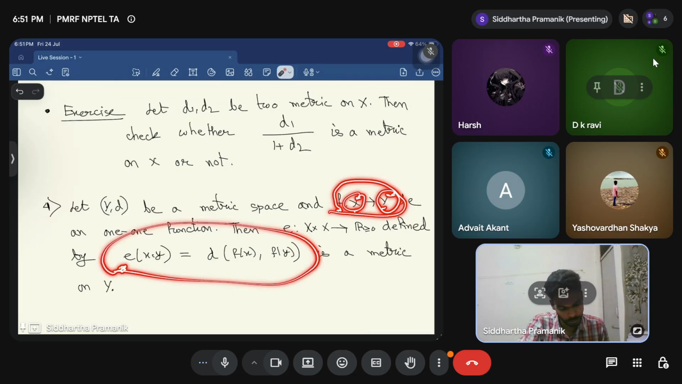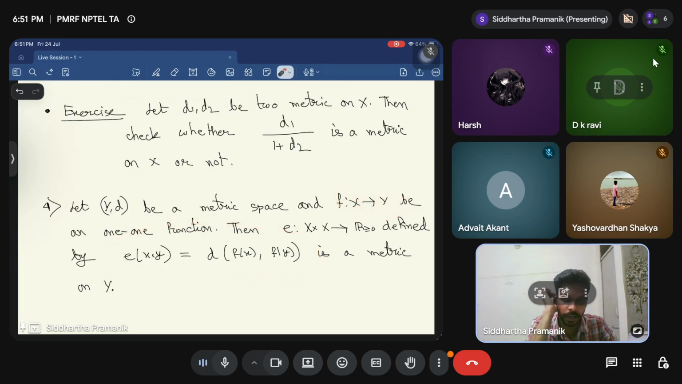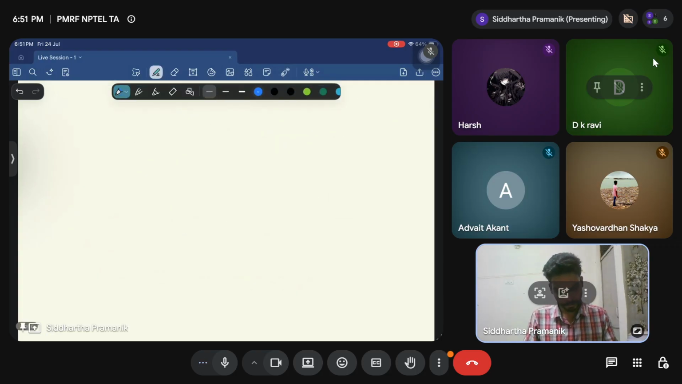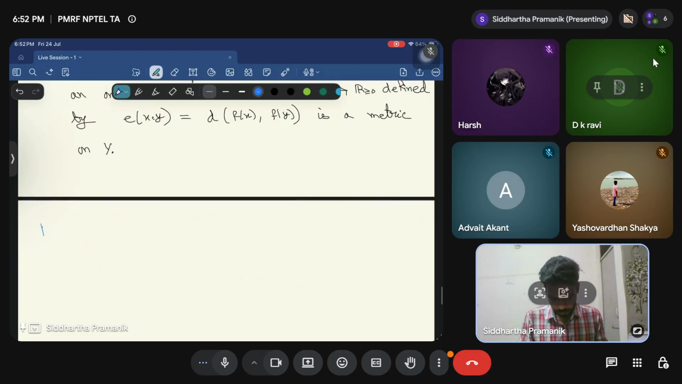You can check all the axioms will be satisfied easily, but for the first axiom, non-negativity, to hold, we need one condition. Only for that condition we need this one-oneness. Otherwise all the axioms will hold trivially. Maybe let me do the proof quickly because it will not take much time. Also, it's good to know the proofs.